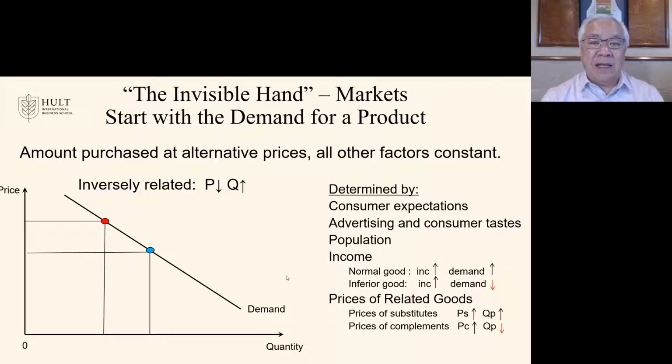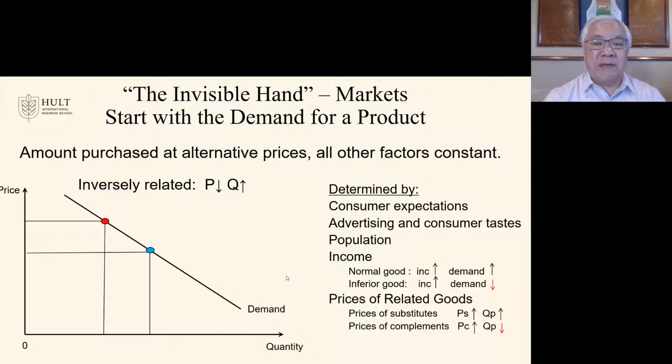Well, demand is described by this curve, where we have price on the vertical axis and quantity on the horizontal axis. They're inversely related. In other words, the higher the price, the less is purchased. The lower the price, the more is purchased. I think you know from your own experience that to be true.